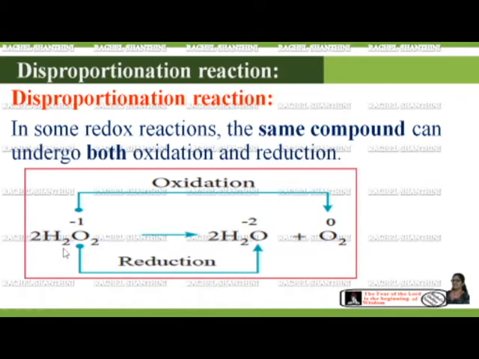Here, oxygen of peroxide, which is present in the -1 oxidation state, is converted to 0 in the oxygen molecule, and it decreases to -2 in the water molecule. So here the same compound can simultaneously undergo both oxidation and reduction.